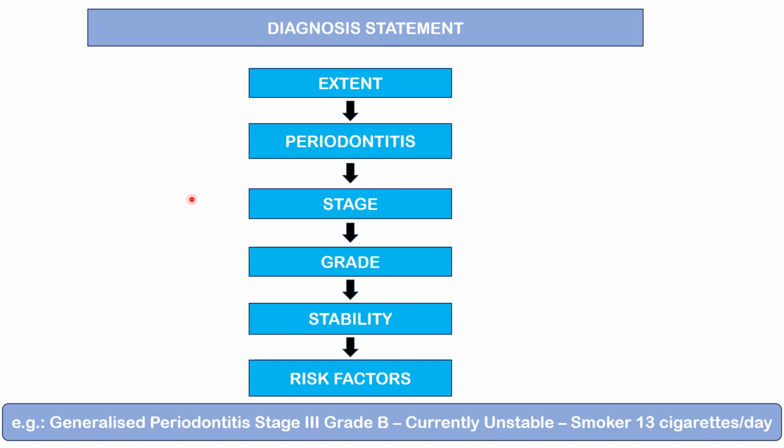Let's understand how we state the diagnosis of periodontitis. First we have to mention the extent, followed by periodontitis, then staging of periodontitis, followed by grading, and then the status of the periodontium, followed by risk factors. Here is an example of the diagnosis statement of periodontitis.